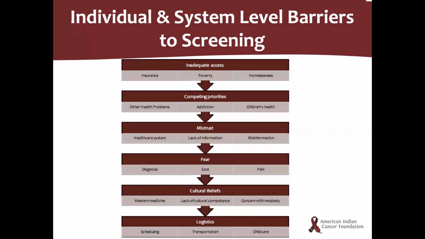Competing survival priorities, meaning you believe that one health issue is more important than another. Mistrust of the healthcare system, or a lack of accurate data and misinformation. Fear of diagnosis, which could stem from low awareness of cancer risks and screening options, and no money for treatment. Cultural beliefs and practices that may conflict with prevention and screening practices, as well as logistics, such as scheduling, taking time off from work, childcare, and transportation issues.